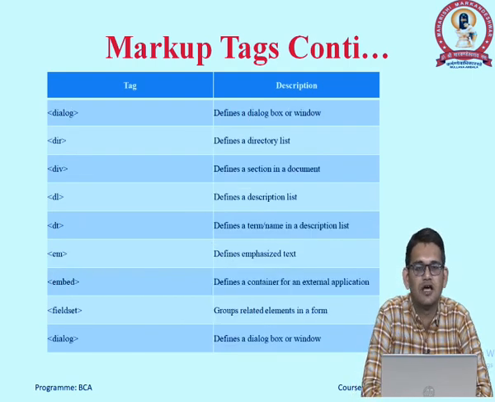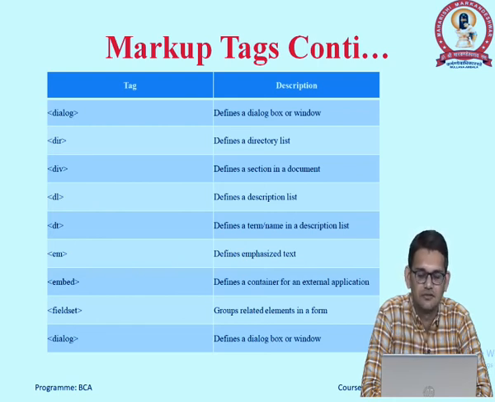In the continuation we have the dialog tag. It defines a dialog box or a window, or we can say a pop-up window. If we want to show a dialog box or a pop-up window, we can use the dialog tag. Next one is the dir tag. It defines a directory list. Suppose we want to use some directory within an HTML document. For that purpose we can use the dir tag.